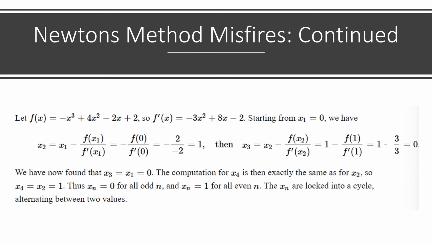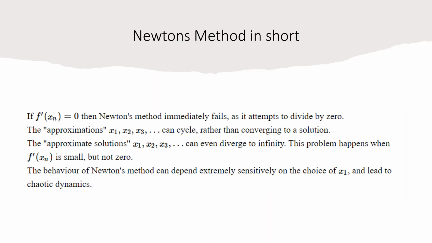Now, if we do this again for another one, we're going to look at somewhat the same problem. Approximate the solution of negative x cubed plus 4x squared minus 2x plus 2 equal to 0. For this equation, the computation for x4 is exactly the same as for x2, so x4 is equal to x2 is equal to 1. Thus, xn is equal to 0, which, again, is a misfire. If xn is equal to 0, then Newton's method immediately fails, as it attempts to divide by 0, which is never good.